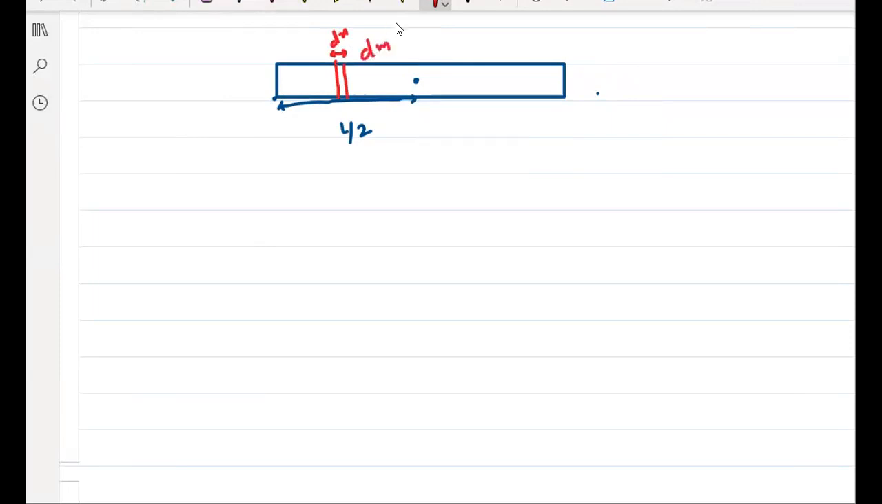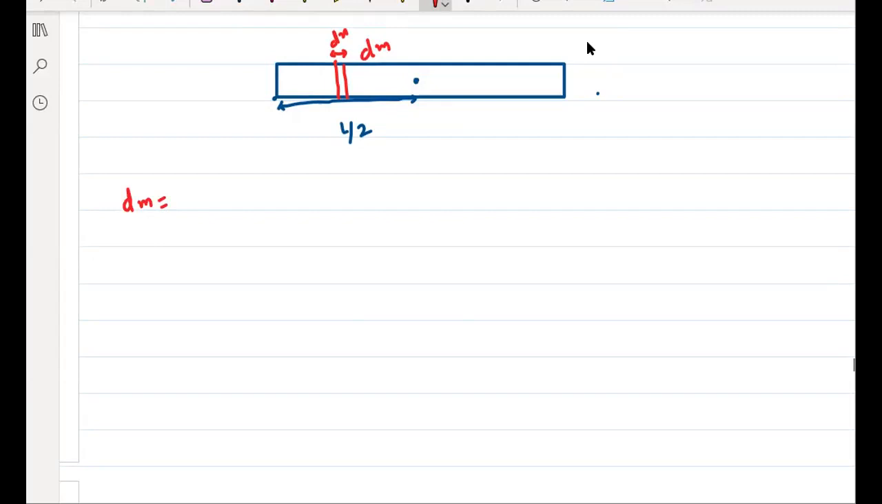Anyone have any issue in this? Does everyone understand this? Okay, chalo. If I take a very small segment dx, the mass would be dm. Now I want to find what dm is in terms of x. So dm is equal to what? dm is this small mass.